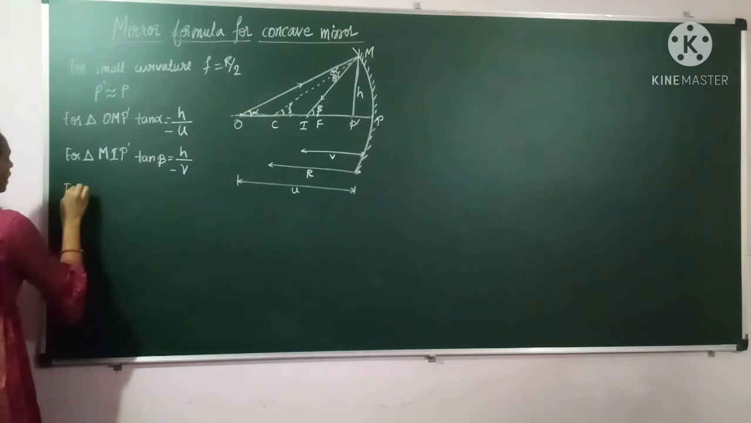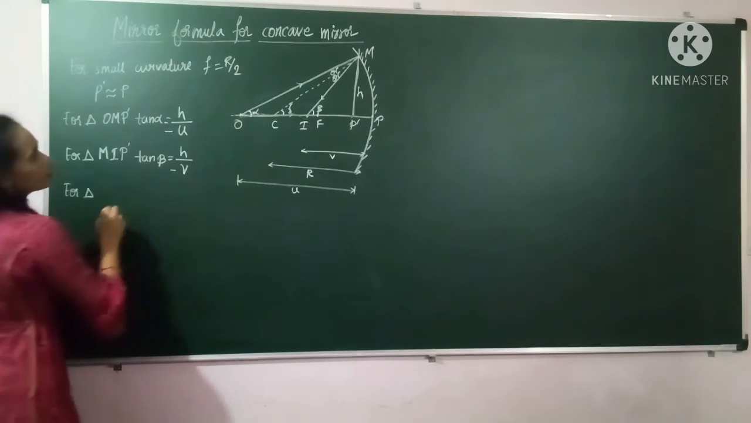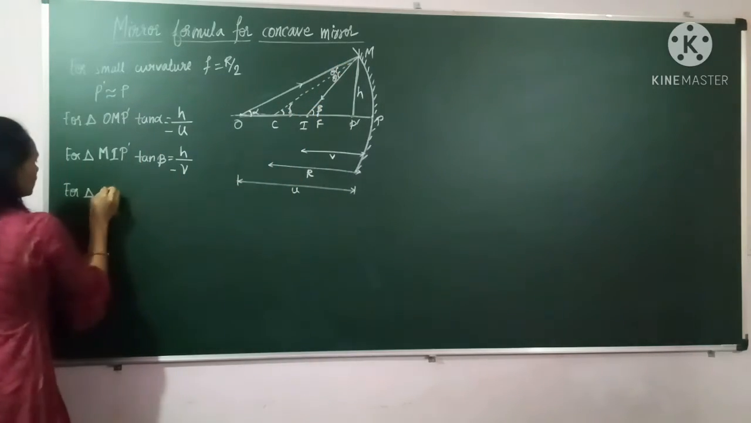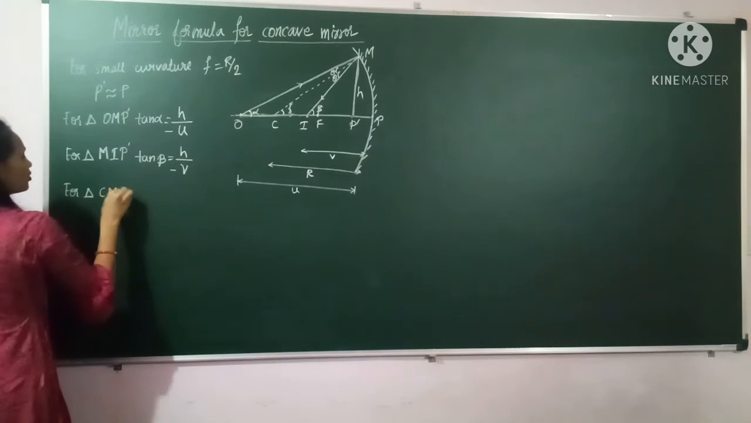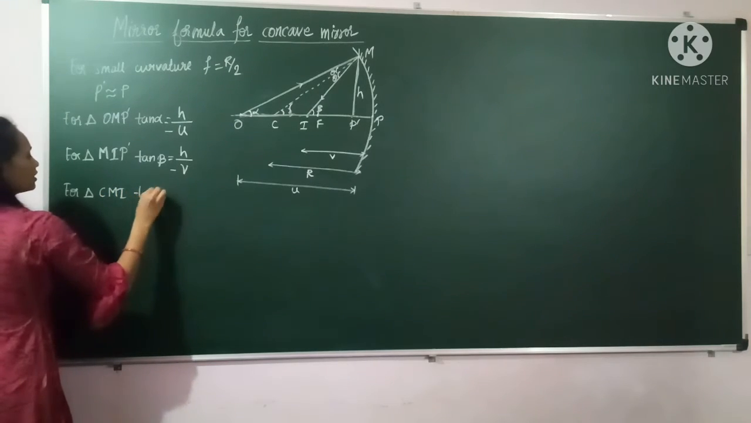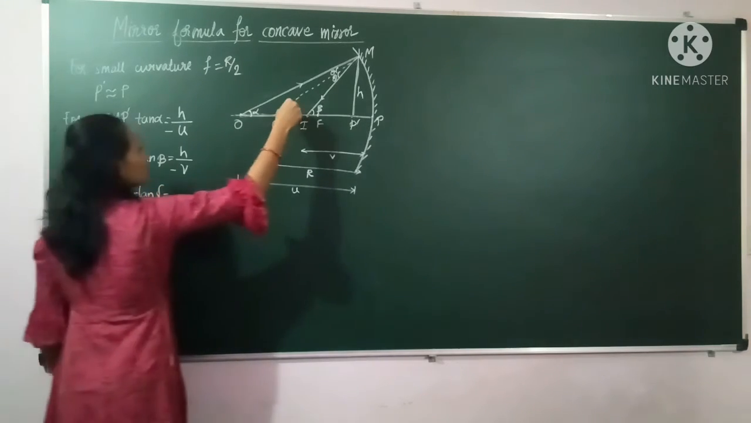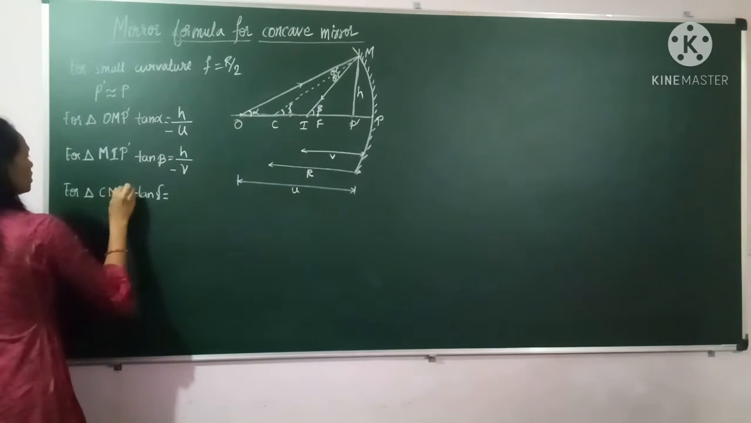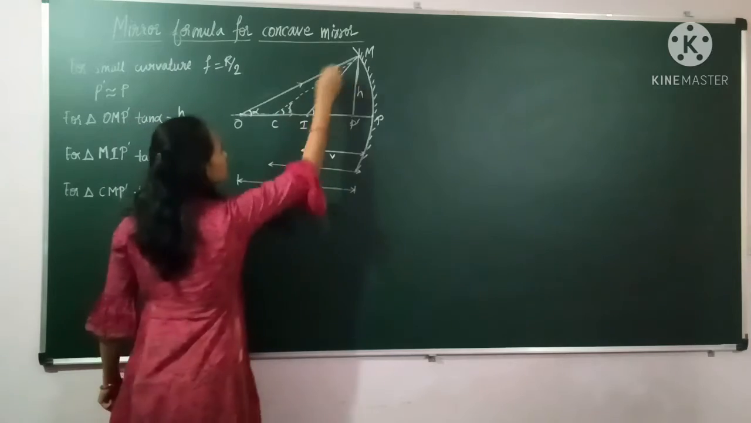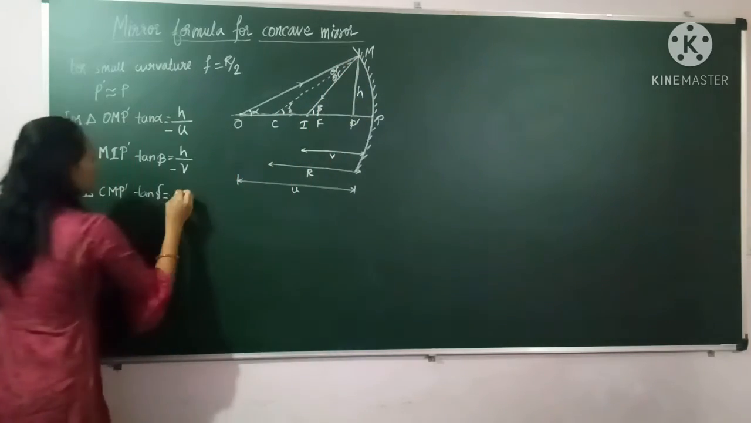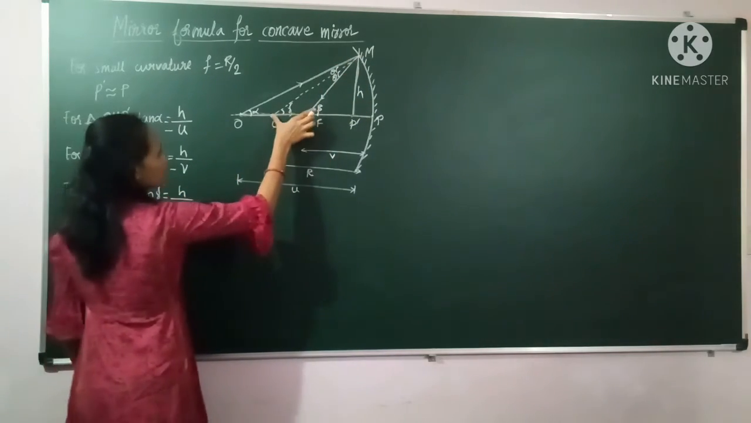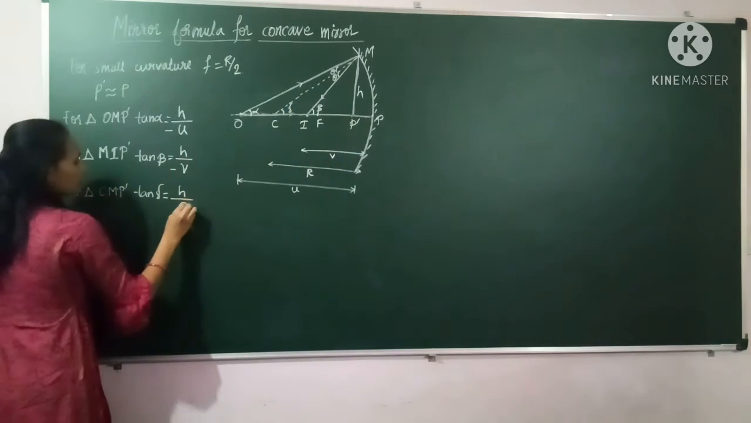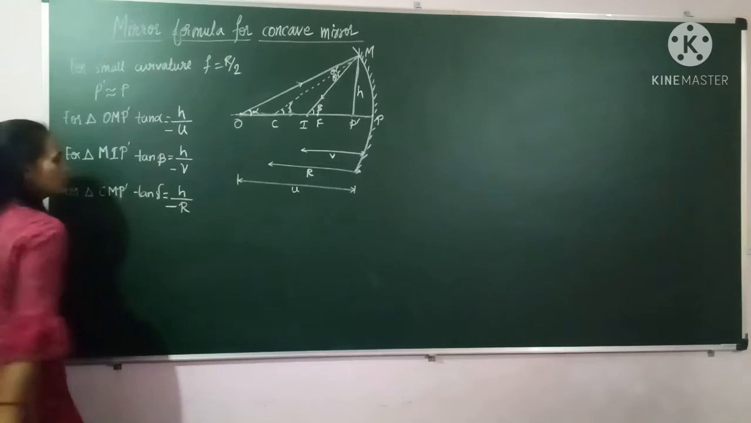Next, for the triangle, now we will take this triangle CMI. In this triangle, tan gamma is equal to, here we will take it as CMP dash. This should be a right angle triangle, CMP dash. Again the height is h. The distance from the center of curvature to the pole is r, and this distance is also negative.